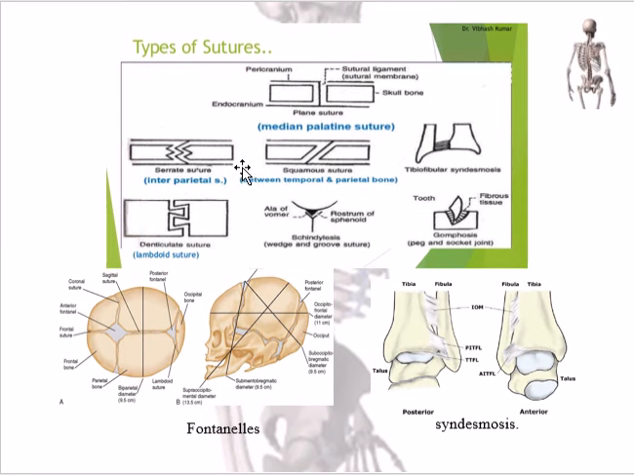These are some examples. Types of the sutures. It shows plain suture, median palatine suture, interparietal suture, and this is between temporal and parietal bone. This is squamous suture. Look at these fontanelles. Syndesmosis.